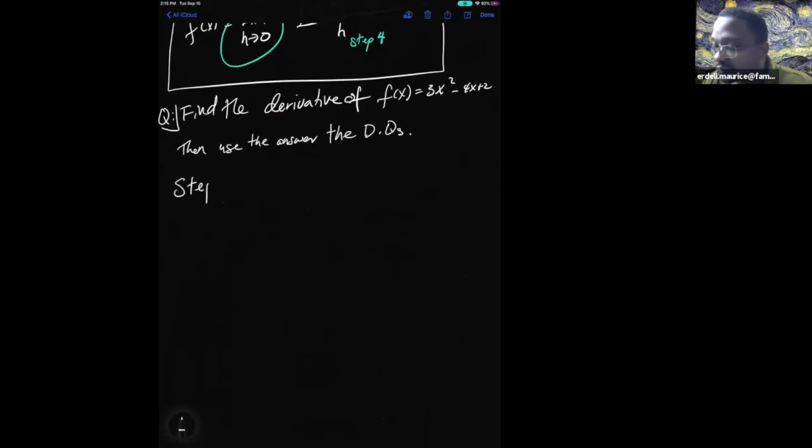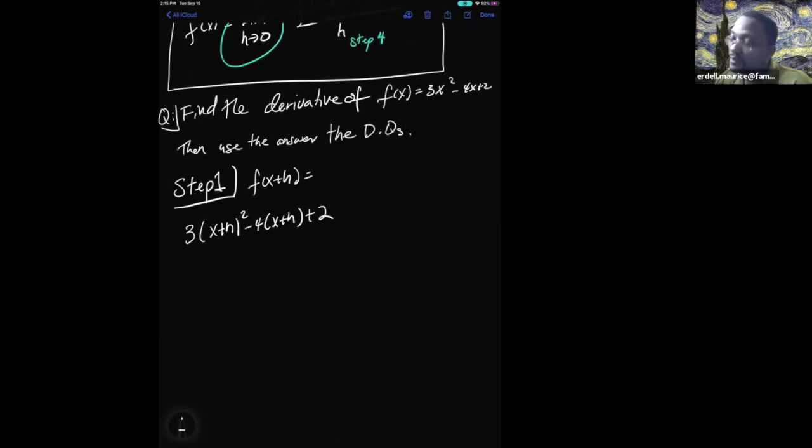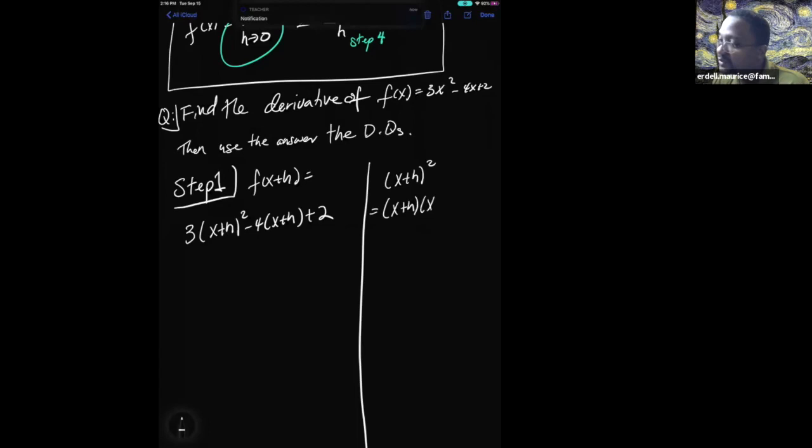Step number 1. Find f of x plus h. So again, that's just plugging in x plus h. So that's going to be 3 times x plus h squared minus 4 times x plus h plus 2. Okay, PEMDAS says I have to do the square first, so I will do it in my working column. X plus h squared means take x plus h and multiply it by x plus h.